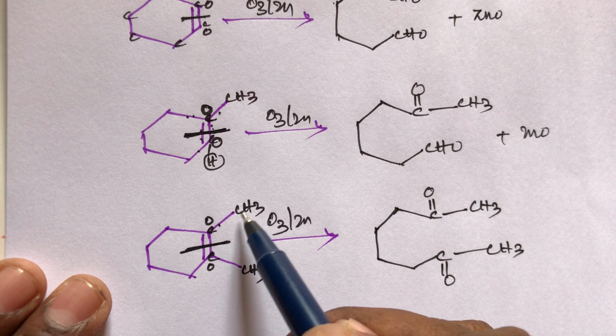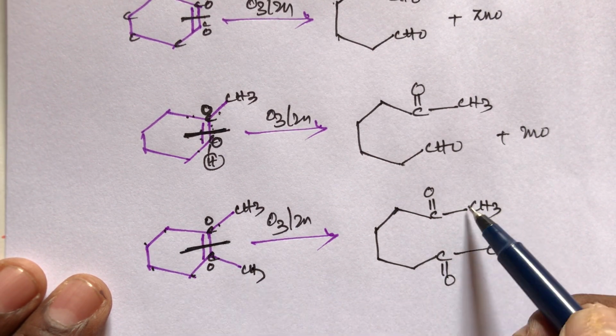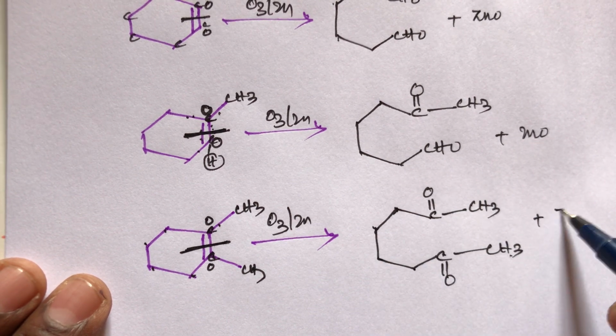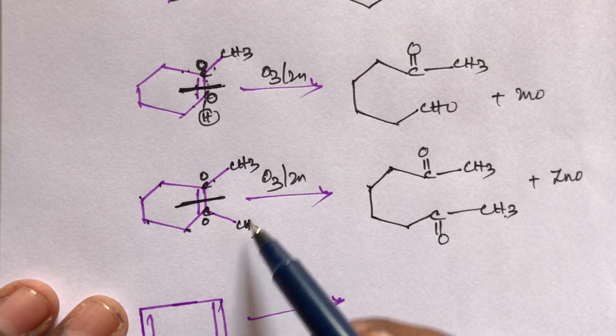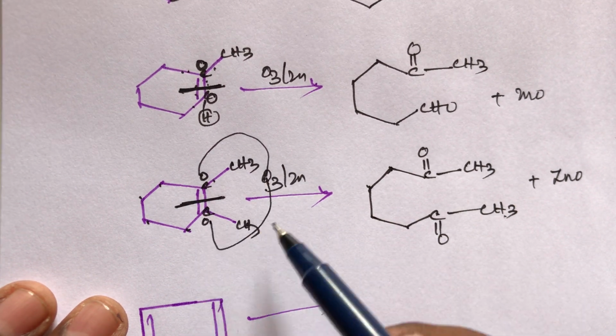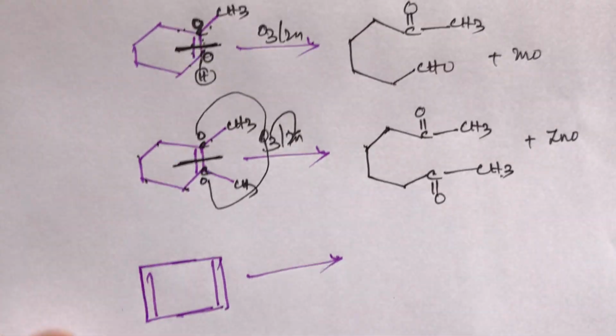In this reactant, how many carbons are there in total? 1 2 3 4 5 6 7 8 carbons, and 8 in the product, plus ZnO. Simply remember what I said: the three oxygens are there. Put one oxygen here, put one oxygen here, and one oxygen combines with zinc to give zinc oxide. This is a simple trick, students.